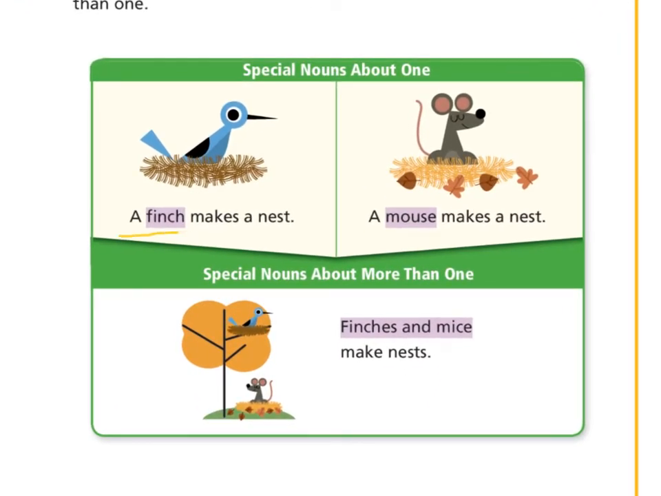So right here we have 2 sentences that are naming a singular noun, just one. A finch makes a nest. A mouse makes a nest. And then down here we have a sentence that names a plural noun, finches, and then a special form of a plural noun for mouse. So instead of saying mouses, we would change the word entirely and it would become mice. Finches and mice make nests.